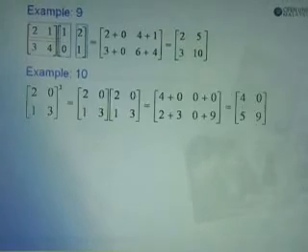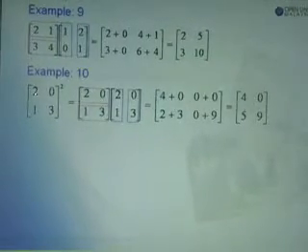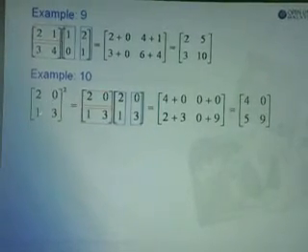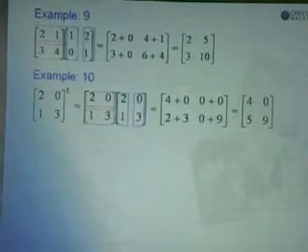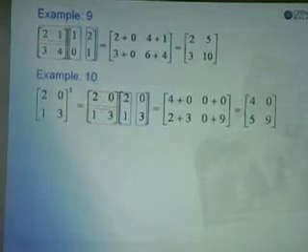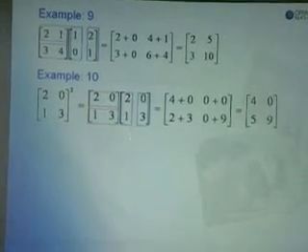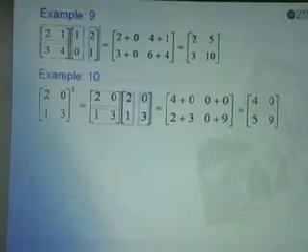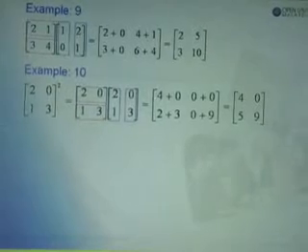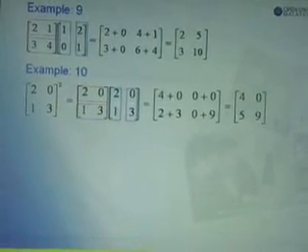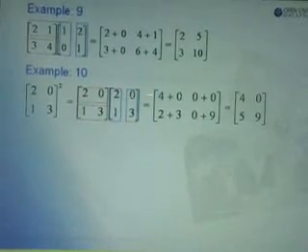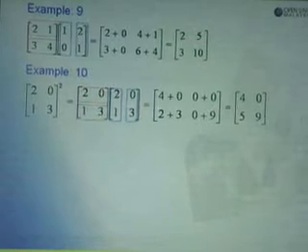Okay, example 10. In this example, we are given the matrix [2, 0; 1, 3] to the power of 2. So what it means is, we will take this matrix, multiply with the same matrix. Alright? So the same rules apply as in example 9, where we take elements in a row multiplied by elements in a column of the second matrix. So in this case, we take row 1 multiplied by column 1 first. So 2 times 2 will give us 4. 0 times 1 equals 0. Then we take first row multiply with column 2. 2 times 0 equals 0. And then 0 times 3 equals 0.